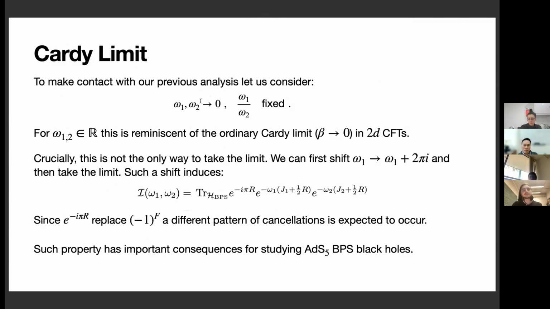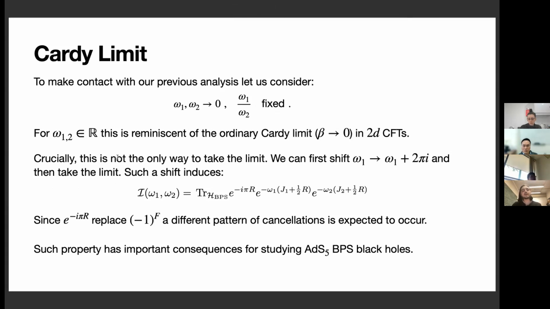So in this context, there is no really temperature because we are studying a supersymmetric theory, but there is a very interesting limit that we can perform, which is the Cardy limit, where we want to send both fugacities to 0 while keeping their ratio fixed. And if omega 1 and omega 2 are real, this is really reminiscent of the ordinary Cardy limit, where we shrink the thermal circle to 0 in conformal field theories. However, because of what I said before, this is not the only way to take the Cardy limit.